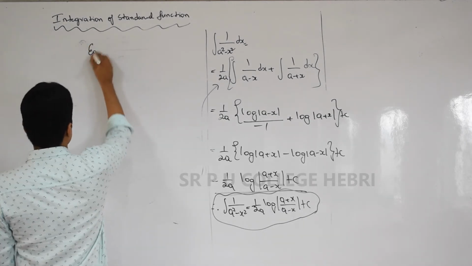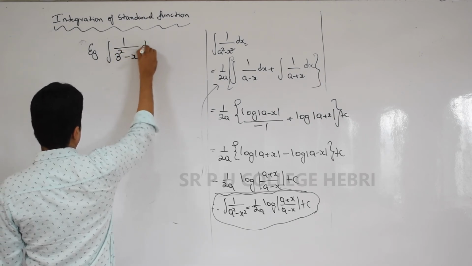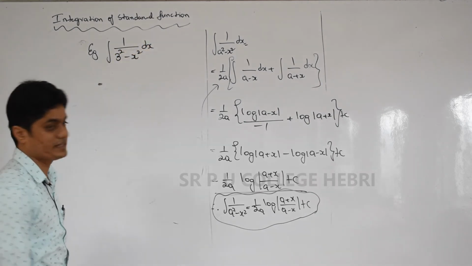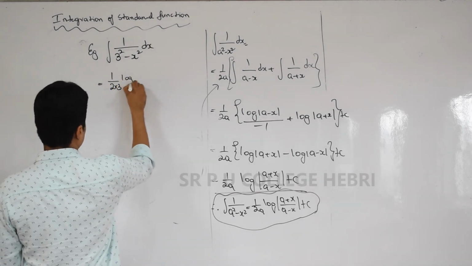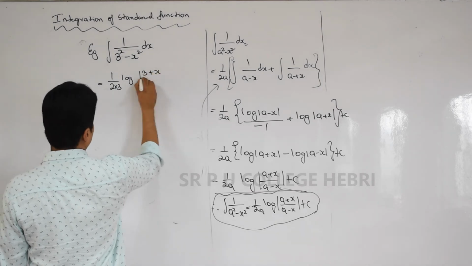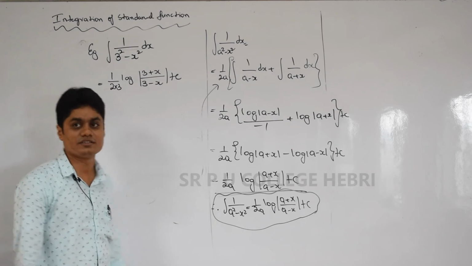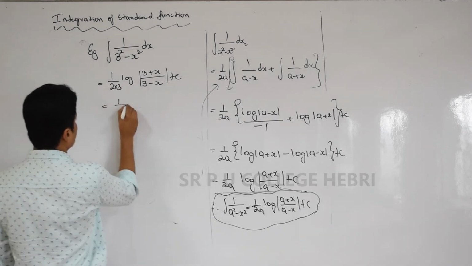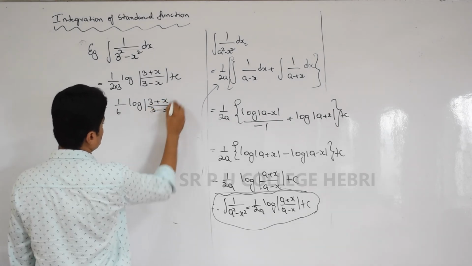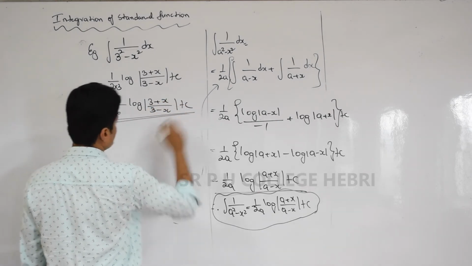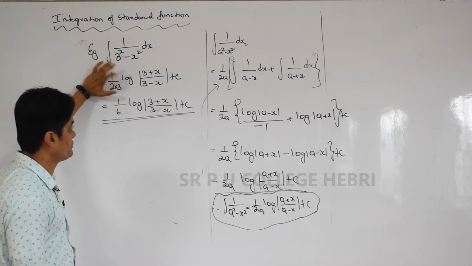See, the integration of 1 by 3 square minus x square dx. How do they write it? The integration of 1 by a square minus x square is 1 by 2a, and then 2 into 3 is 6, log of mod of 3 plus x by 3 minus x plus c, because a is equal to 3. So the answer is 1 by 6 into log of 3 plus x by 3 minus x plus c. Done. Understood? So sometimes it will be directly like this, without any difficulty you can use a formula.